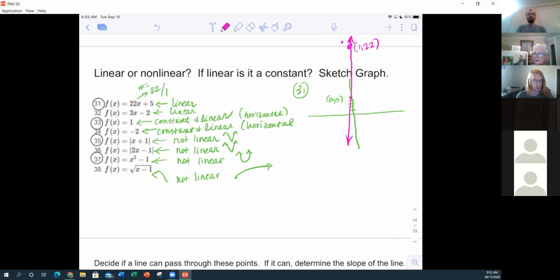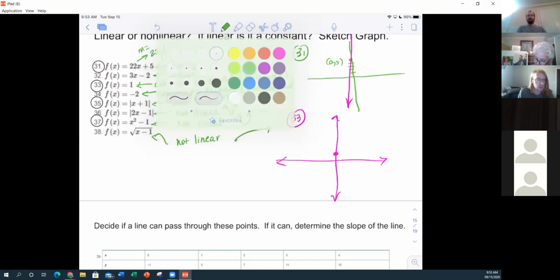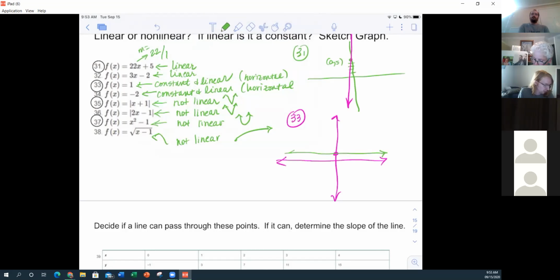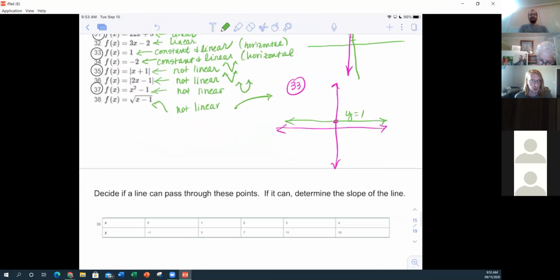All right, 33, f of x equals 1. What does that look like? Horizontal line at y equals 1, or at 0, 1. That's right, good. All right, so 35, we're going to plot points, and in the next section, you're going to learn how to graph these without having to plot points, but right now we're going to plot points.